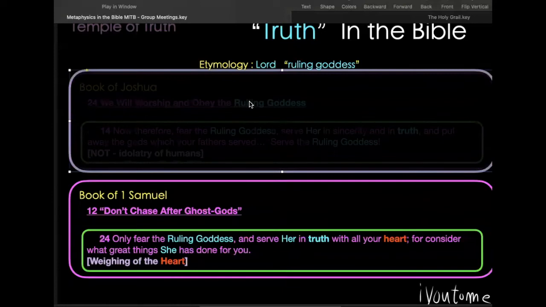Now, book of 1 Samuel, chapter 12. Don't chase after ghost gods. That's the title. In verse 24, "Only fear the ruling goddess and serve her in truth with all your heart, love, for consider what great things she has done for you." Yeah, and that's, to me, the weighing of the heart. So make sure we stay in the truth of love.